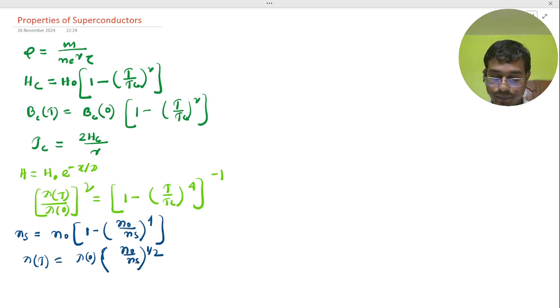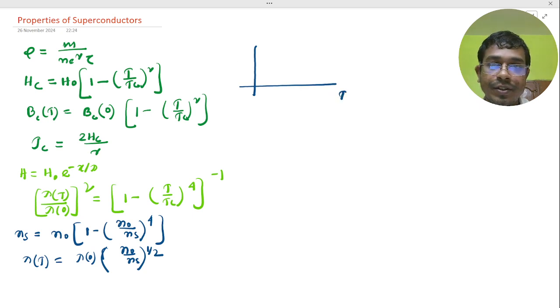Another one, the graph should be like that: here is T and this is Hc. This one is for H naught and this is for Tc. This is the normal state and this is the superconducting state.